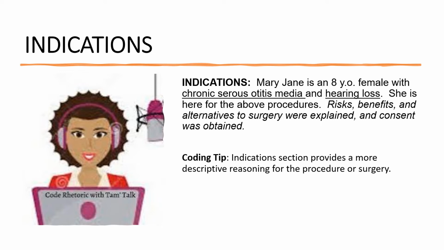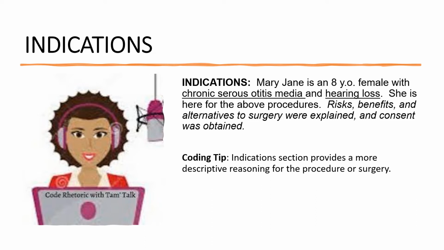And then we have our statement of risk, benefit, and alternatives to surgery were explained and consent was obtained. What this means is all of the risks that could possibly go wrong in this particular procedure, as well as the benefits, have been explained to the patient, or in this case, the patient's parents, because our patient is a minor. And based upon those risks, benefits, as well as those alternatives that were explained, the patient or the patient's parent has consented to proceed with the procedure.